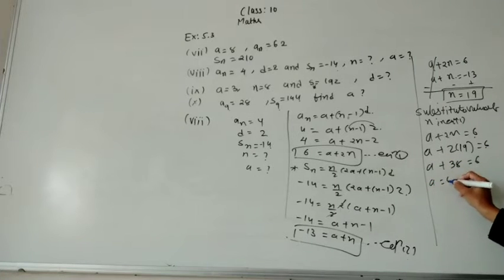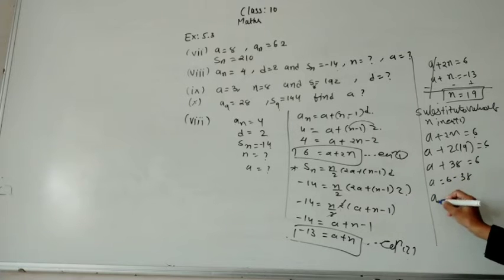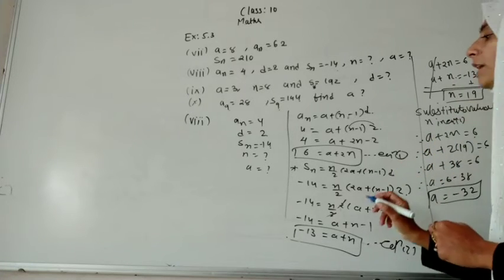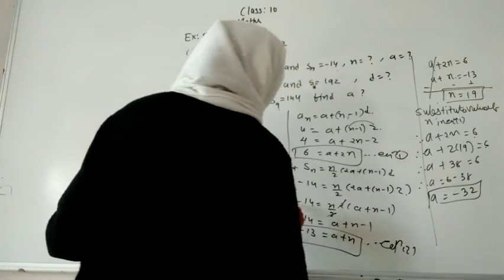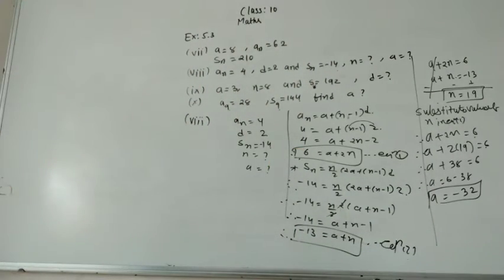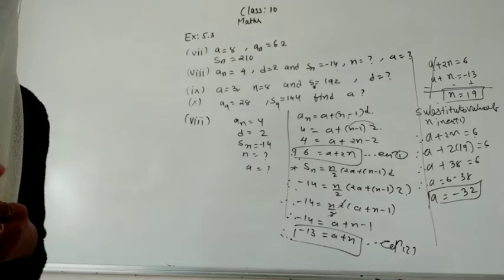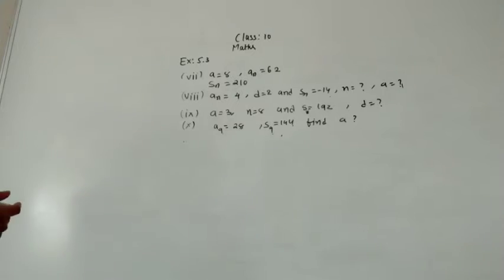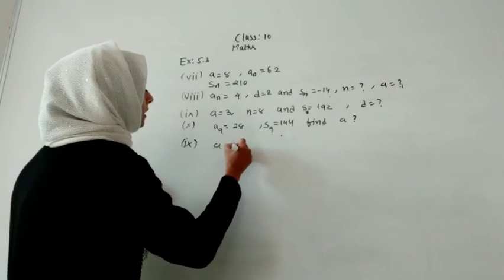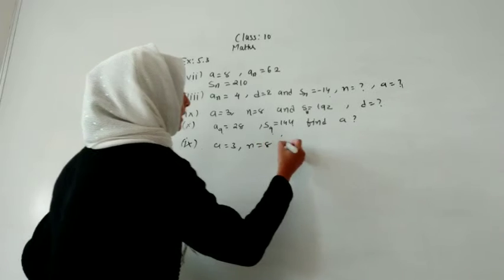So a will become 6 minus 38. So a we are getting in minus and that is the minus 32. So see the question. As I told you, whatever we are knowing, we will just substitute. We will get some equations and then we will solve it by elimination method or substitution. So this is the concept of this kind of question. I hope you understood. So as here you can see, we will do the next question, that is the 9th question.